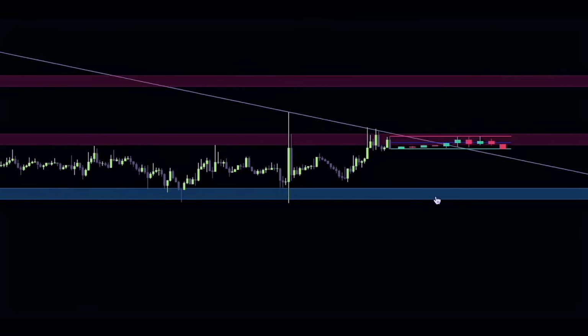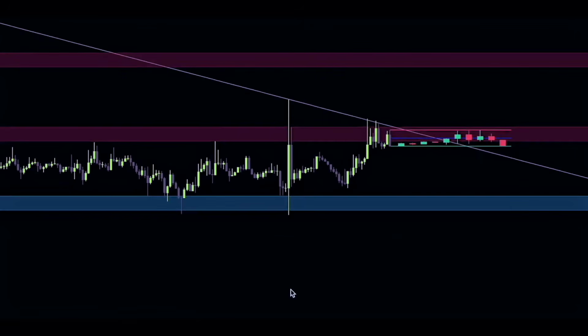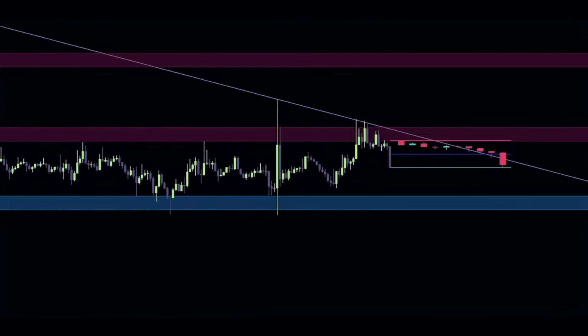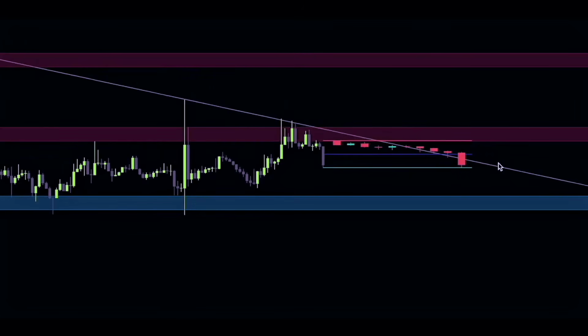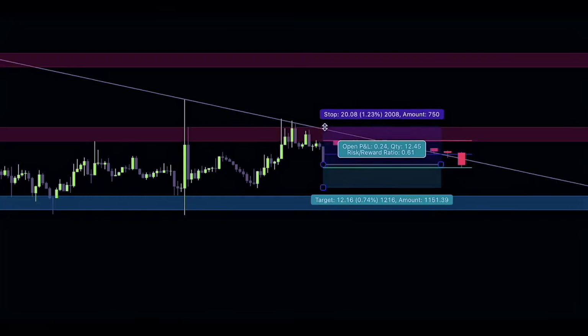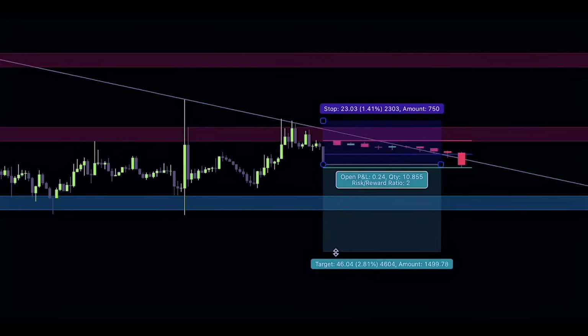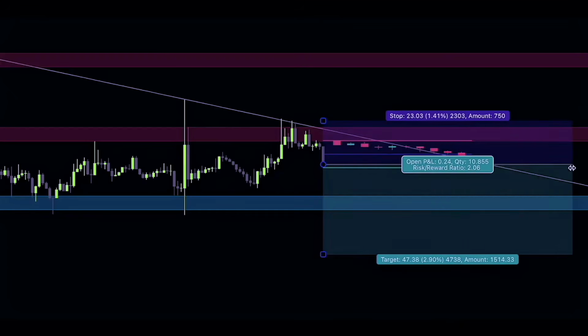This time, we're hunting for signs of selling pressure. Look for strong bearish candles closing below the baseline. That's your green light to open a short trade. Place your stop loss just above the trend line and target the demand zone below. Again, make sure your risk-to-reward ratio is at least 2 to 1.